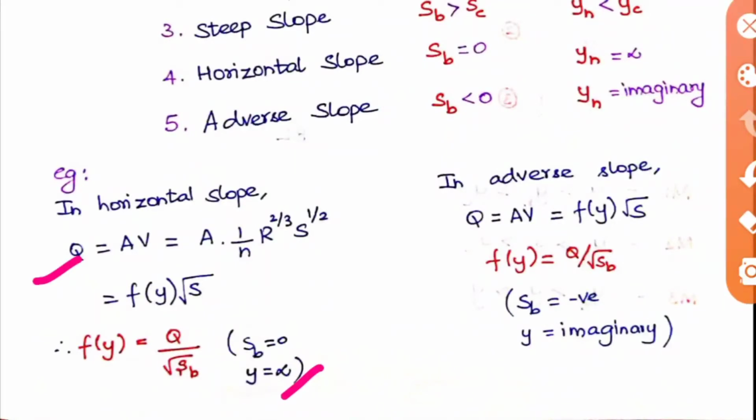So in the adverse slope also the same thing is done here. So when you assume SB is negative, that is less than 0, it's not infinity, it's imaginary. Root of a negative value will be an imaginary term. So obviously yn is imaginary, which can't exist. Okay, so this is how they derived the relation between the slope and the normal depth and critical depth, everything.